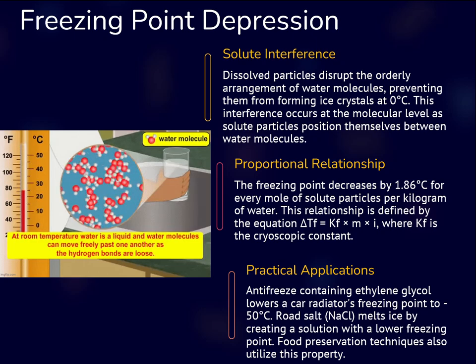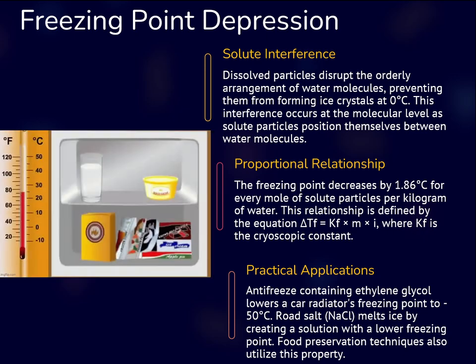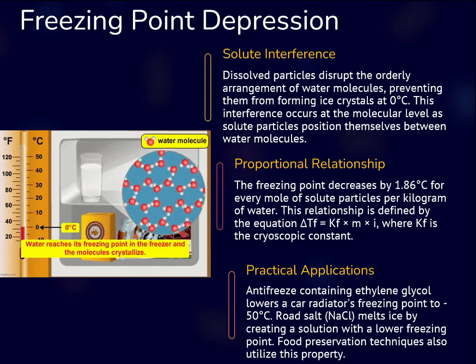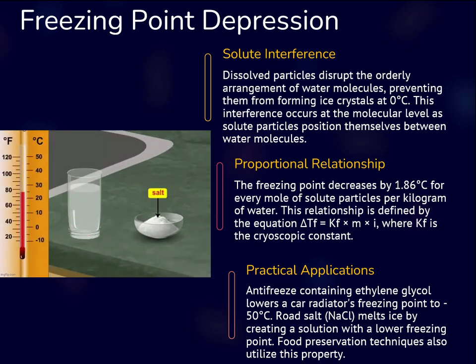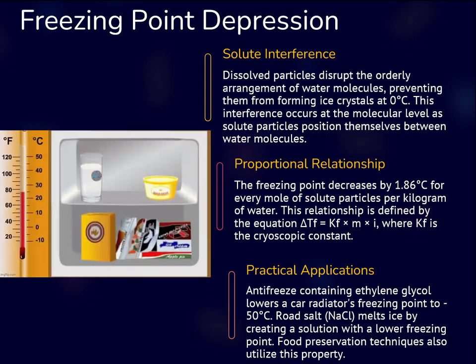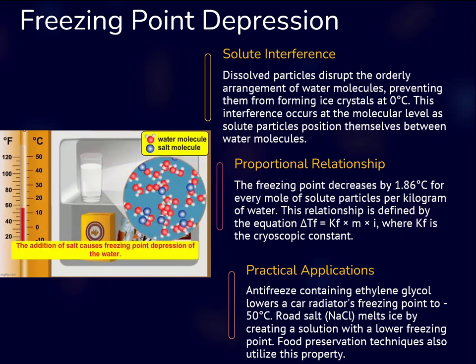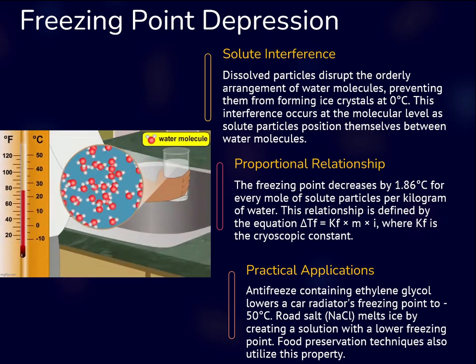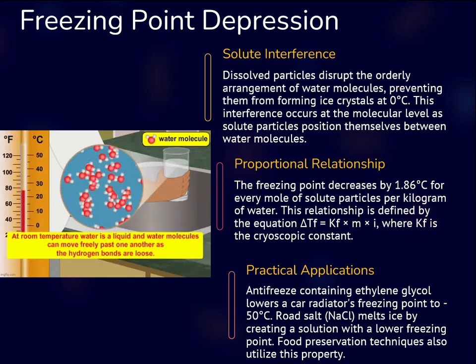Now, let's talk about freezing point depression. When we add a solute, like salt, to a liquid solvent, like water, it becomes harder for the water molecules to lock into a rigid grid like a solid. The solute particles therefore disrupt the crystal lattice that forms during freezing. So, the solution freezes at a lower temperature. This is why salt is spread on icy roads in the winter. It lowers the freezing point, which makes it harder for ice to form, keeping the road safer.